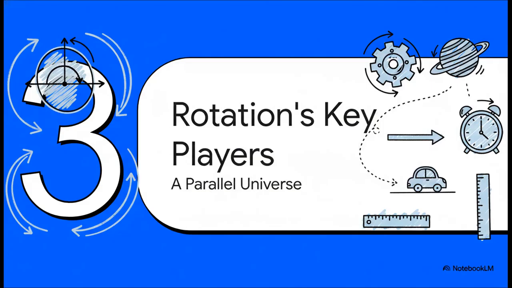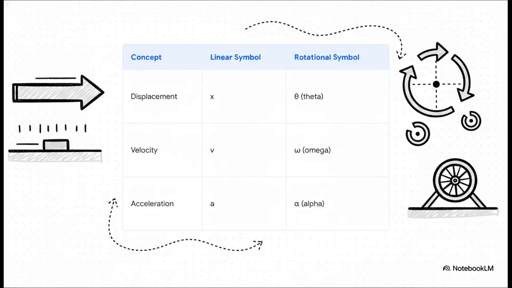Okay, so now that we've got our secret key, the radian, we can start talking about the main players in rotational motion. And the cool part is, you're going to see that they all have a twin in the linear world, which should make them feel surprisingly familiar. Just take a look. For every linear idea, there's a rotational one right next to it. So where we have x for linear distance or displacement, in the rotational world, we use the Greek letter theta. For linear velocity v, we have omega. And for linear acceleration a, we have alpha.